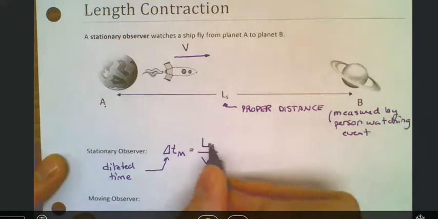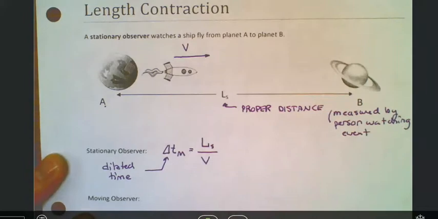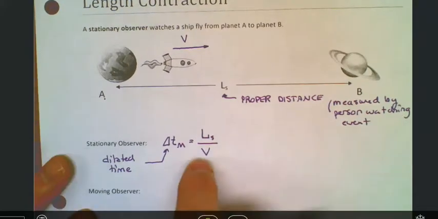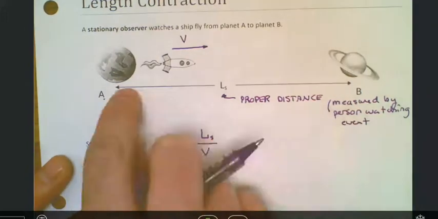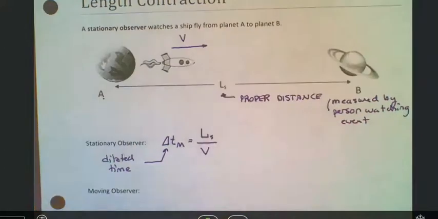Or distance equals speed times time, if I move that up. So this is just the average speed equation rewritten. The amount of time it takes to get from there to there is just the distance that we measured with a ruler or whatever we want, divided by the speed of the ship, and we say it takes X amount of seconds, hours, whatever, to get there.